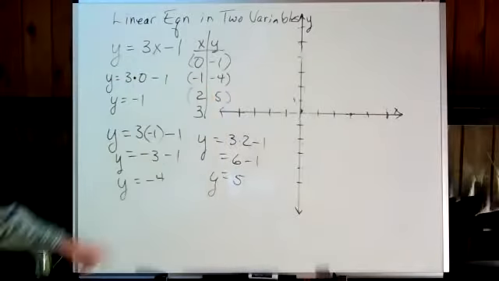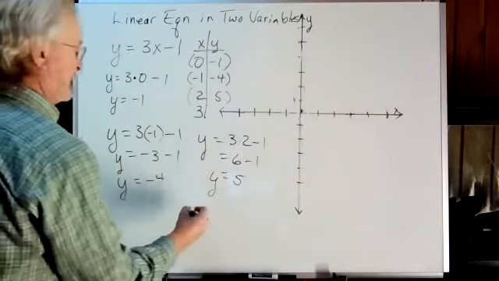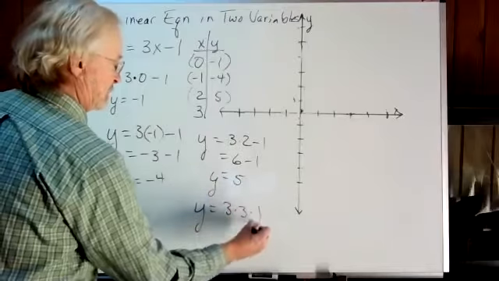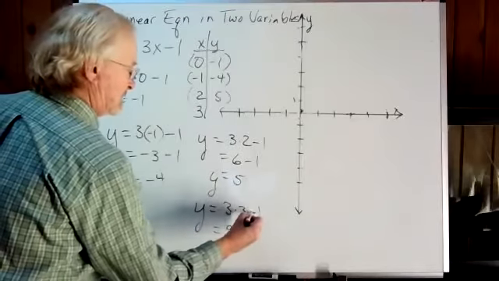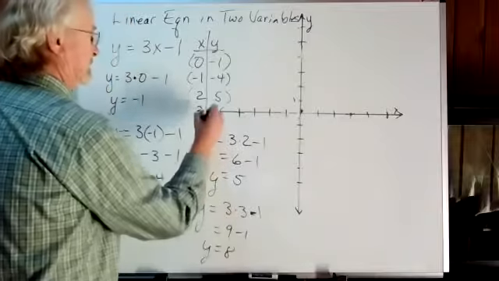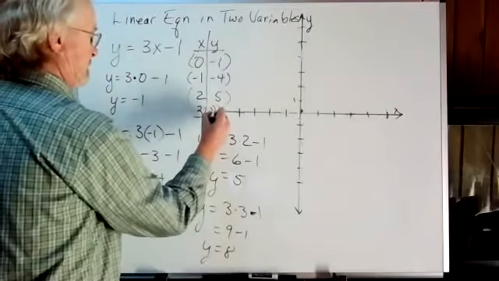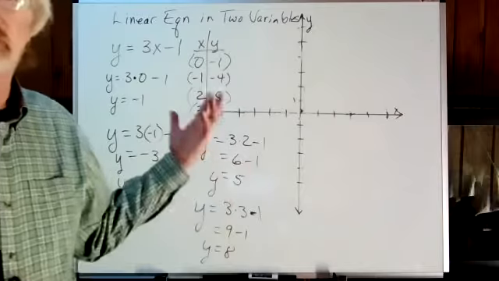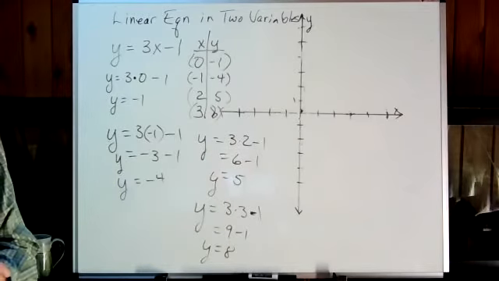All right, finish it up here. What if it was a 3? 3 times 3 minus 1. I get y has to be an 8. So there are a bunch of ordered pairs that would be solutions to that equation.